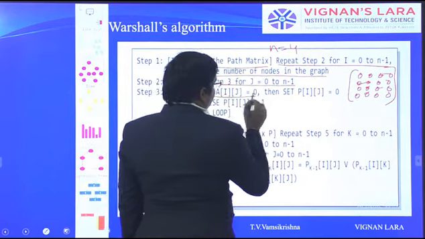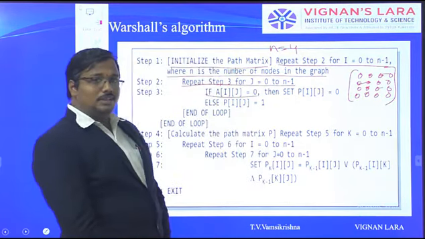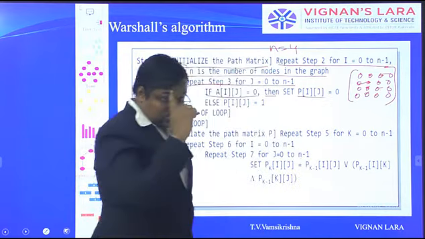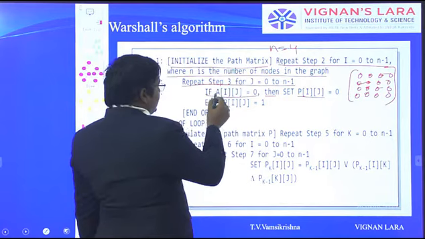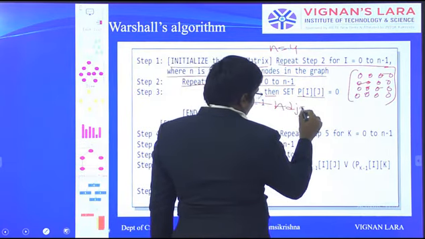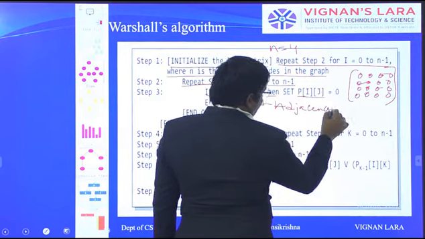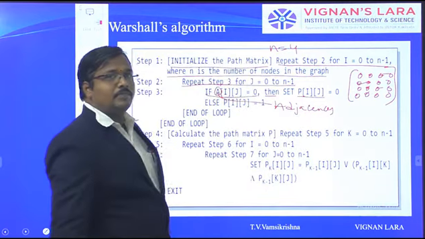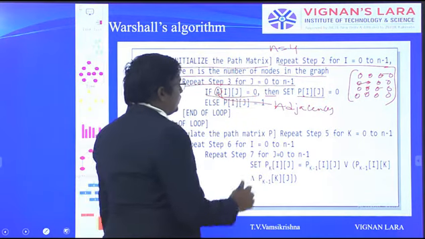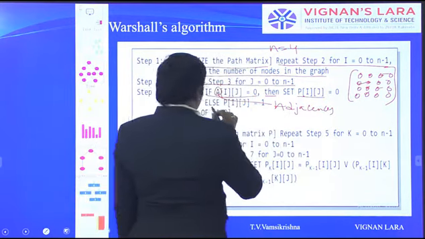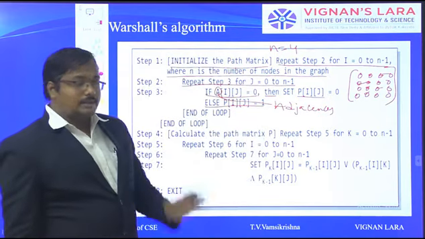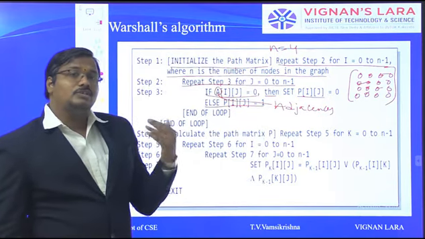So if A of ij is equal to 0, then set P of ij also to 0. Means A of ij means what? This is the adjacency matrix. A is the adjacency matrix. P is nothing but the path matrix. Right. So, P of ij is 0. Else, P of ij is equal to 1. The adjacency matrix represents a non-zero value.